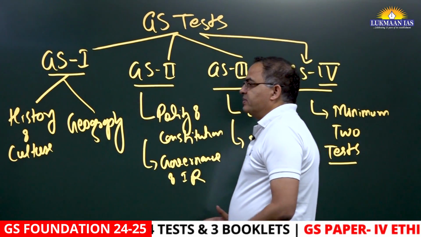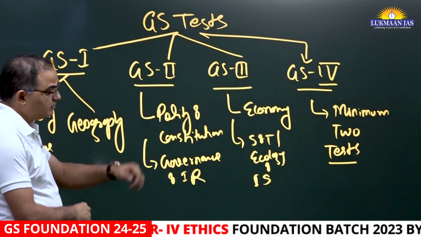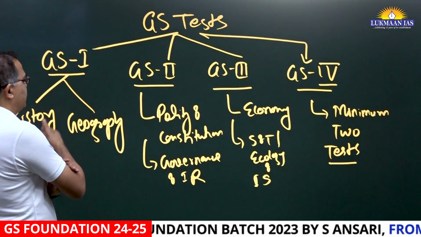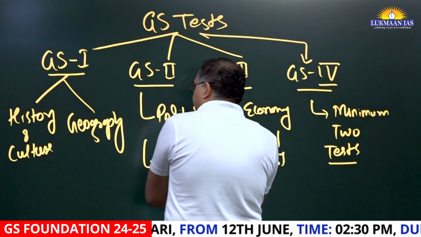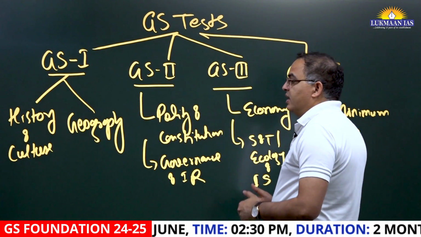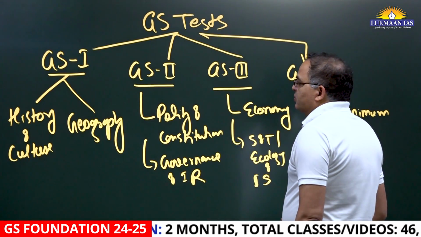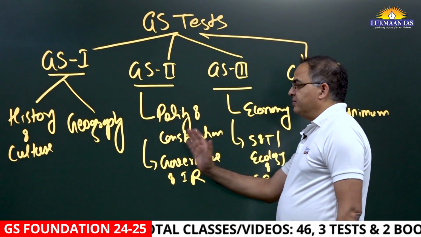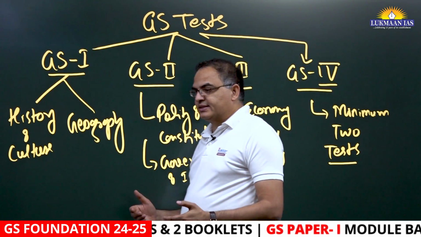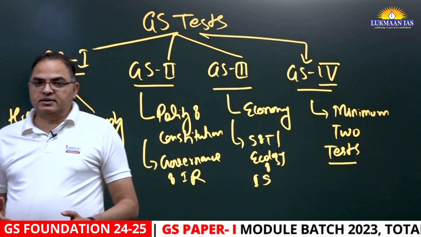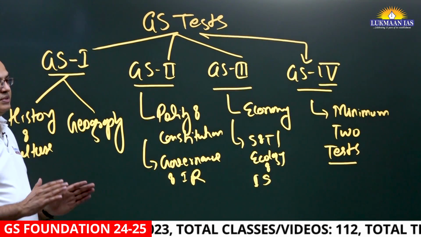We have these 4 papers, and in each paper there are 2 tests. Here I don't want to discuss the tests themselves. What we want to discuss is how to optimize your plan in the given limited time. People are in a bit of a fix about how they should manage their GS, essay and optional, so that they can study, revise, and complete their syllabus on time.